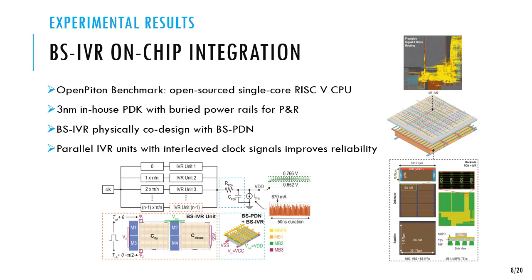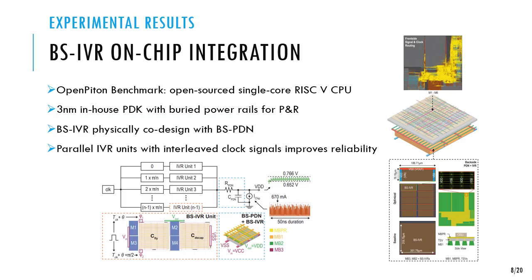Given that we have physically designed our voltage regulator, appropriately passing DRC and LVS, we then integrate our BSIVR into our benchmark. The benchmark we work with is OpenPython, which is an open source single core RISC-V CPU. Our standard cell and memory libraries are based on our 3 nanometer in-house PDK for PNR, and they incorporate buried power rails as well.